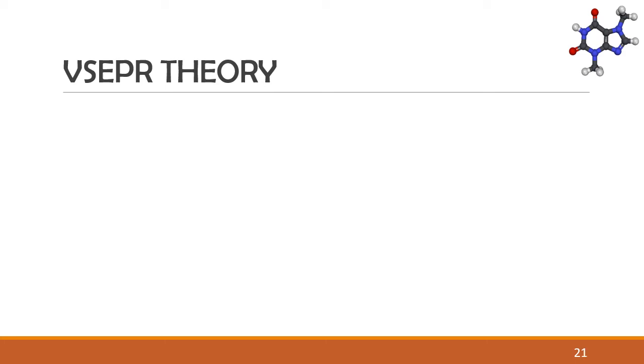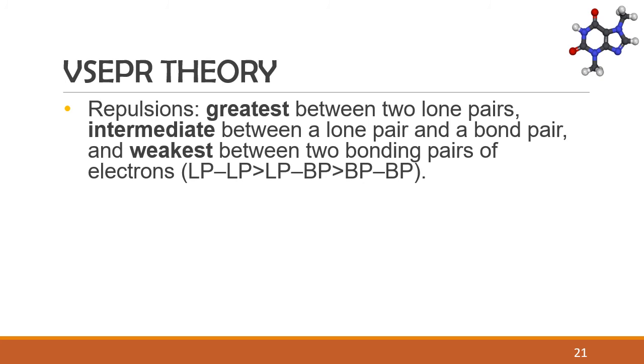We learned in previous modules that particles with like charges repel each other. This is true for electron pairs. Electrons repel each other regardless of whether they are lone pairs or bonding pairs. It is actually this electron repulsion that gives molecules their unique shapes. Electron-pair repulsions are greatest between lone pairs, intermediate between a lone pair and a bonding pair, and weakest between two bonding pairs of electrons.